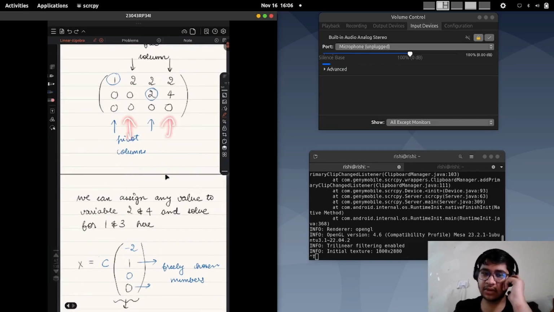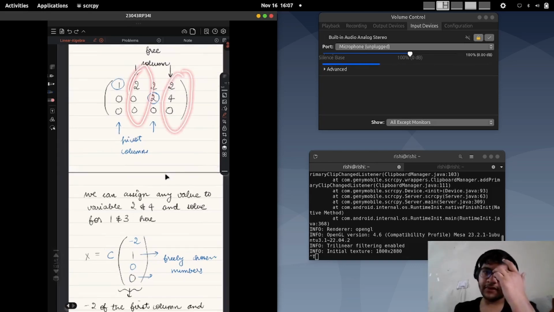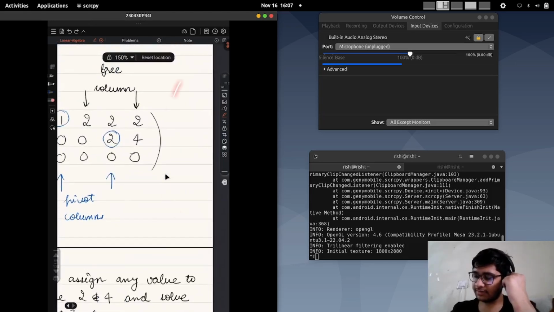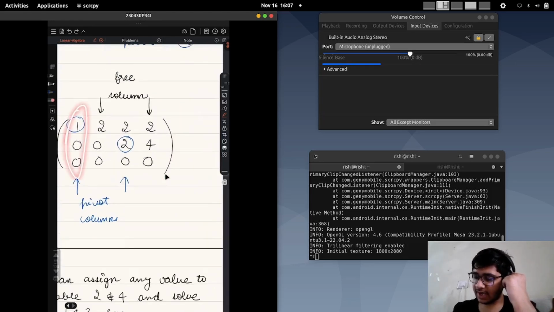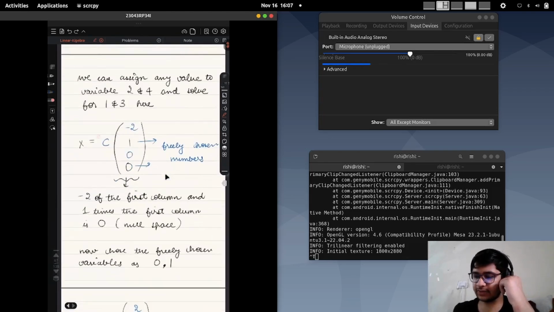We will call these 2 columns pivot columns and these 2 columns free columns. Cool. We can assign any value to variables 2, 4 and solve for 1, 3. This is kind of obvious because these are free, they have no pivot or no reference points. We can assign any value to them and solve for 1 and 3. So for this column of 4, we have to provide some values and we can do anything with them. So let's see, freely chosen values.